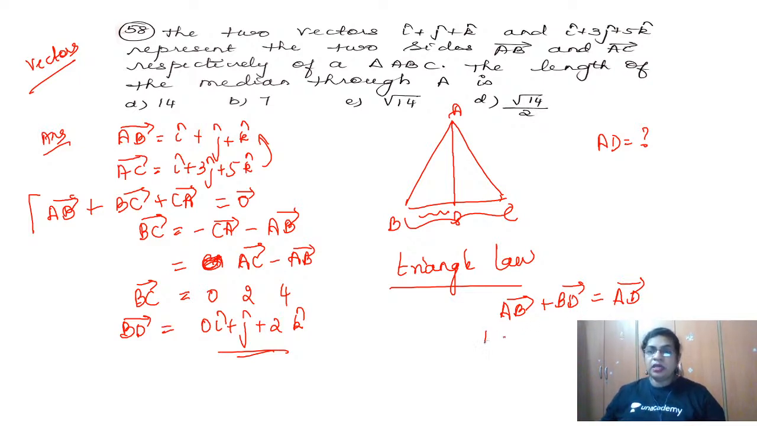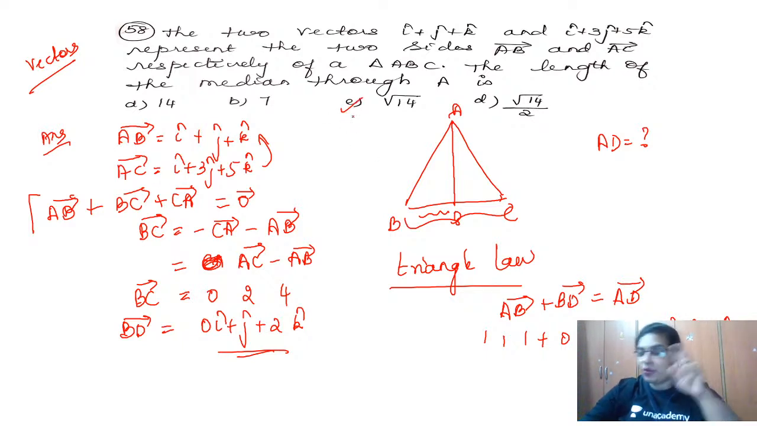So here it is 1, 1, 1 plus BD is 0, 1, 2. So what is this equal to? 1, 2, and 3. So that is AD vector, that is 1 i cap plus 2 j cap plus 3 k cap. But I want the length, so find its magnitude. So it is 1 plus 4 plus 9. How much is that? So it is root 14. Which option? C option is satisfied.